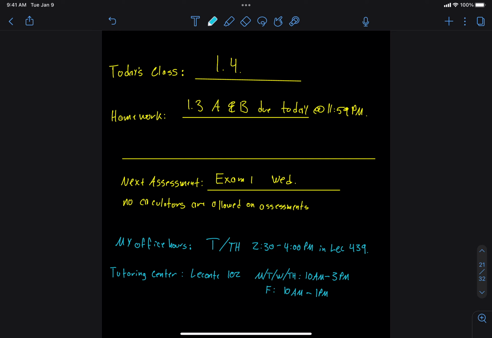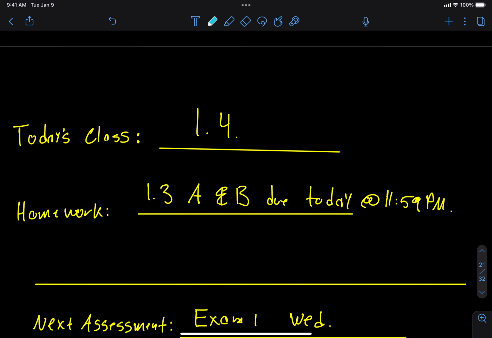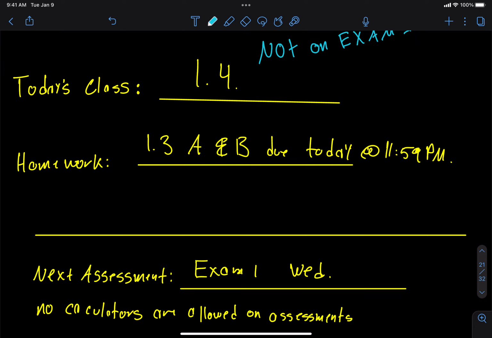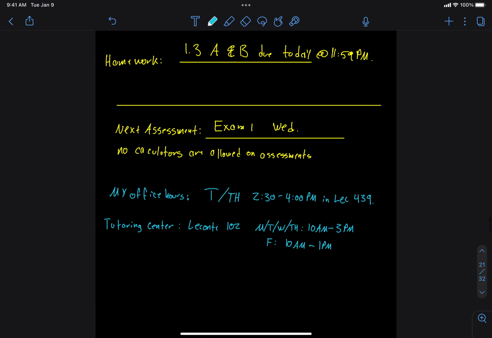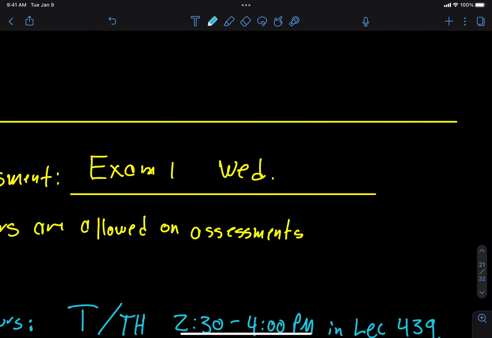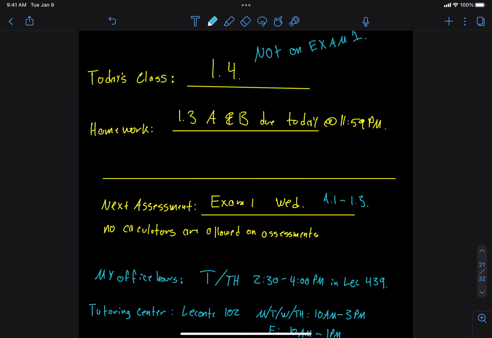Today's class, we're going to talk about section 1.4. What I want to note before we start is that 1.4, today's lecture, is not on exam 1. The exam is going to cover everything up to 1.3, so let's say that's going to be 1.1 through 1.3. I'll put that right there.